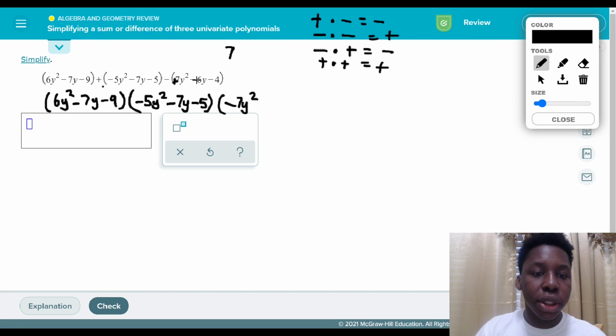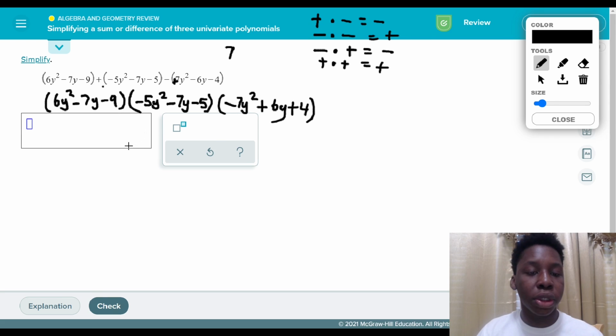Minus times a minus equals what? Based on this, minus times a minus equals a plus. So this will be plus 6y, and then also here minus times a minus, minus 4, which based on this table equals a plus. This will be plus 4. So we already have the signs figured out now. So now we go to the grouping part of this problem.